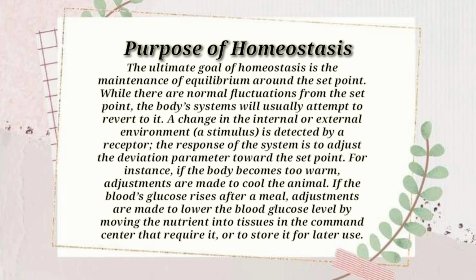The response of the system is to adjust the deviation parameter toward the set point. For instance, if the body becomes too warm, adjustments are made to cool the animal. If the blood's glucose rises after a meal, adjustments are made to lower the blood glucose level by moving the nutrient into tissues in the command center that requires it or to store it for their later use.